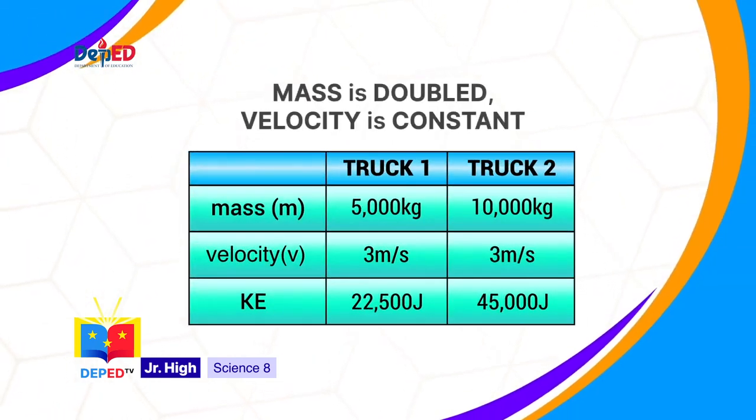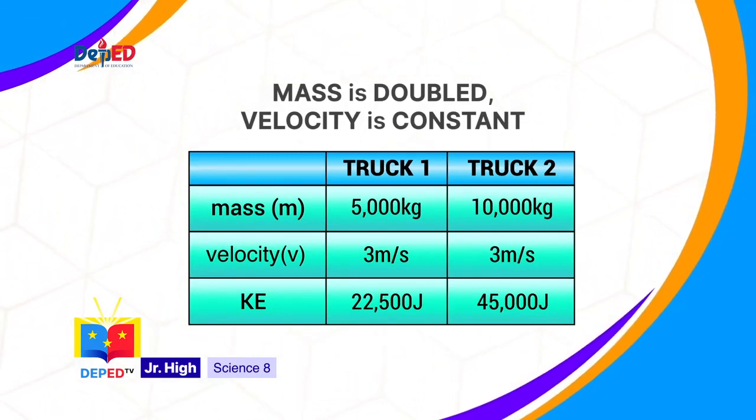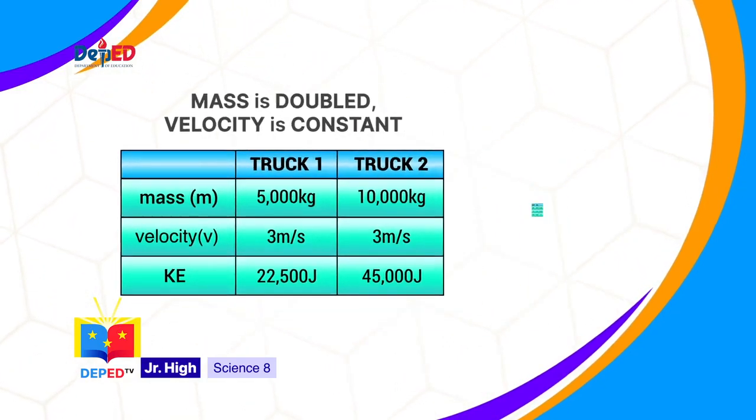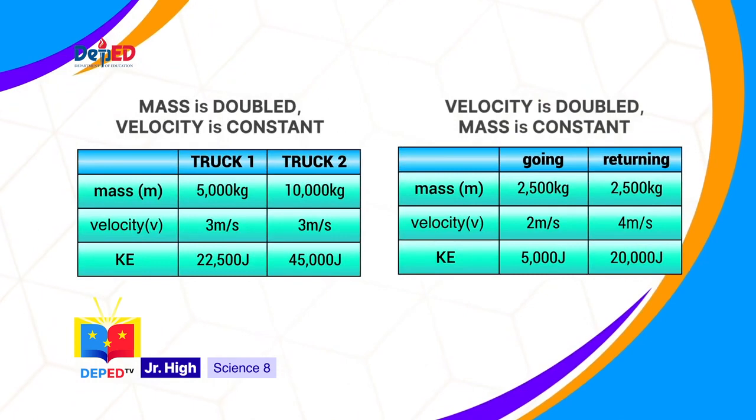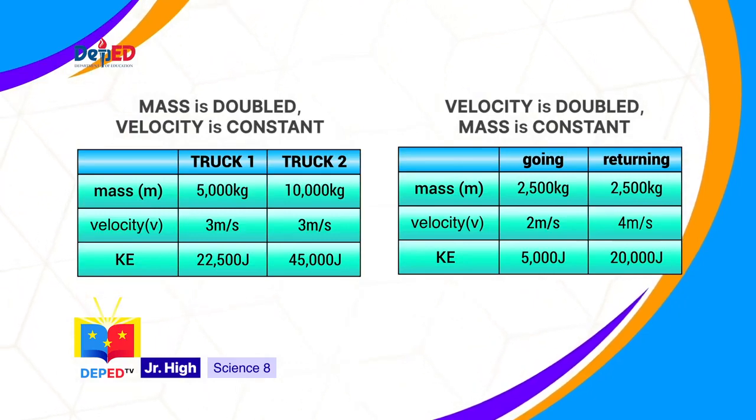In this activity, you should remember that if the mass is doubled and the velocity is constant, the kinetic energy is doubled. Meanwhile, if the velocity is doubled and the mass is constant, the kinetic energy increases 4 times.